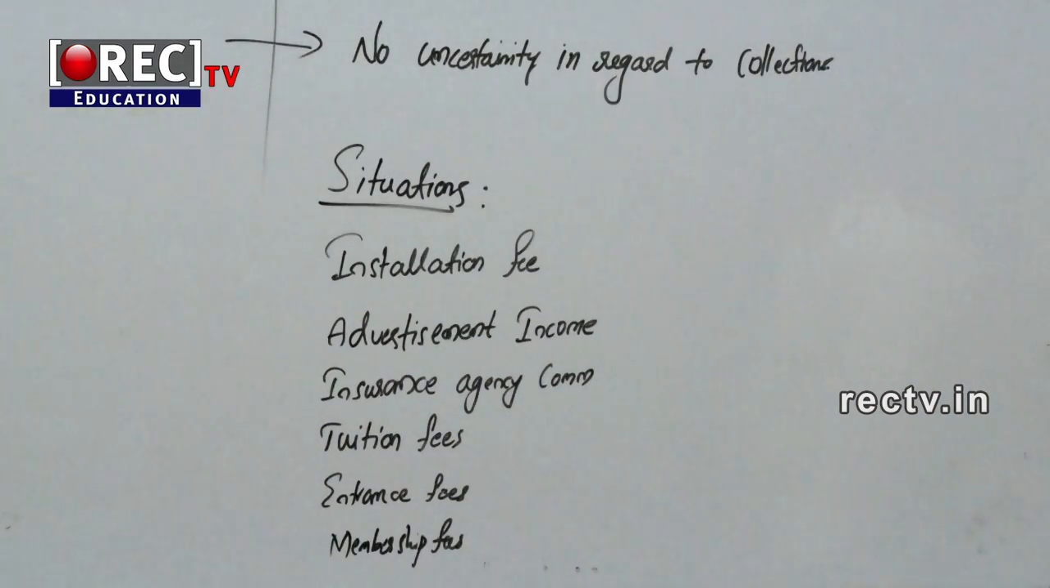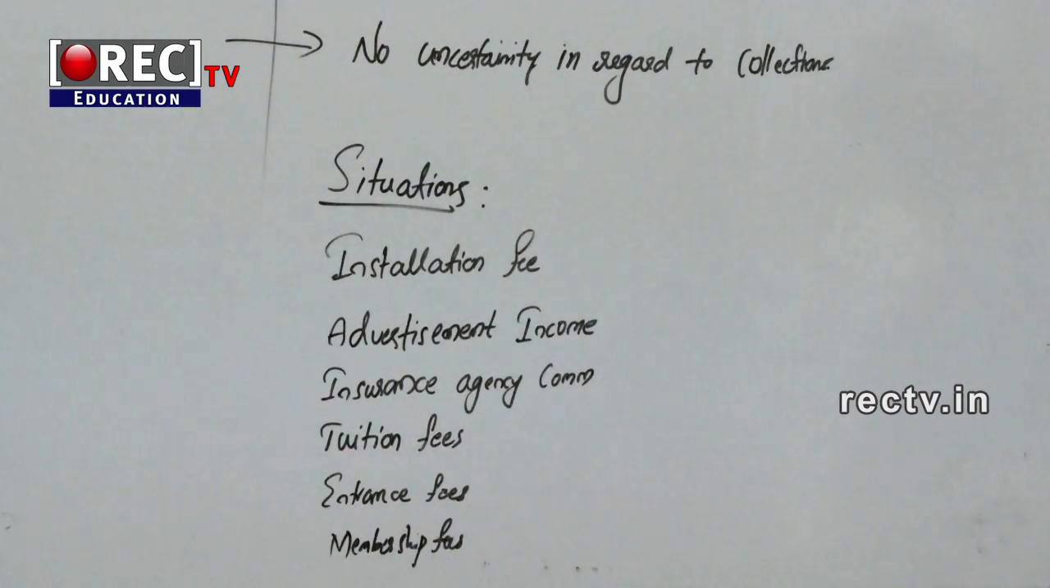And the last, that is membership fees. If the membership fee permits only membership to the member, recognize when it is received. So when it is received, you can recognize the revenue. If the membership fee entitles the member to membership and other services and publications during the year, it should be recognized on a systematic and rational basis. So these are the situations when we should recognize revenue.